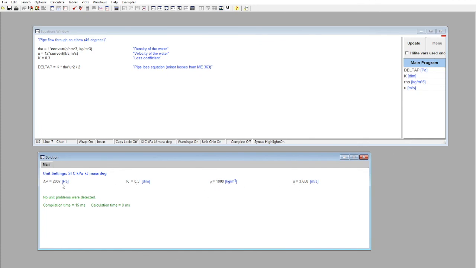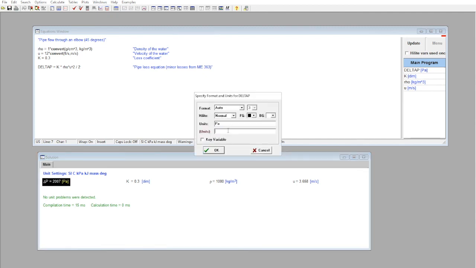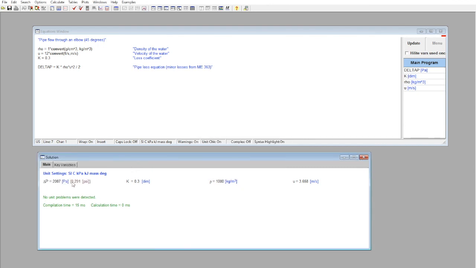All right, except the problem is I wanted this in PSI because the mechanical engineer, like the plumbing engineer that asked me about this, works in PSI. So I'm going to put that as an alternate unit, PSI, and ultimately that's what I'm interested in. So I'm going to make that a key variable, and we'll call that pressure loss in elbow. Okay, and so that is 2007 pascals, which doesn't mean much to most mechanical contractors, so 0.291 psi. All right, there we go.